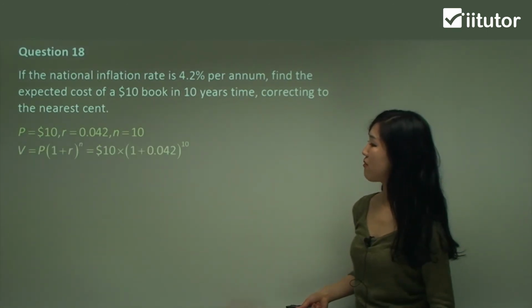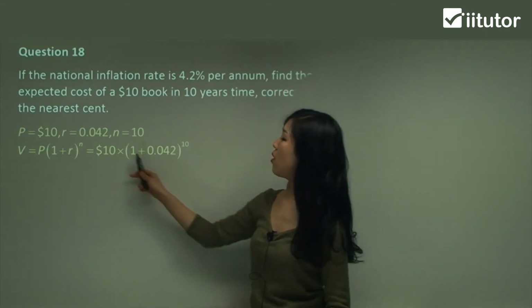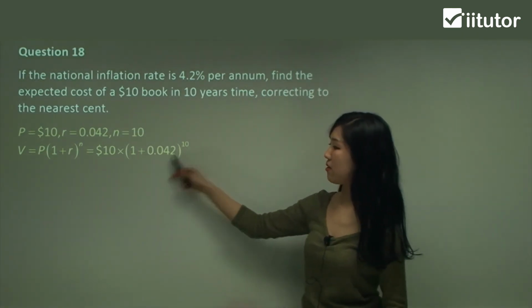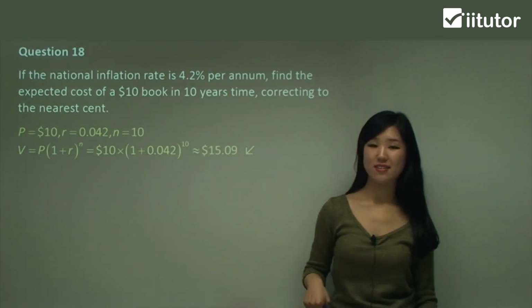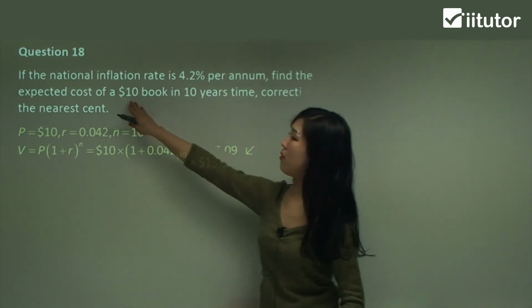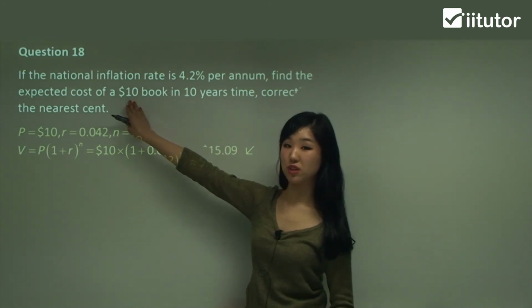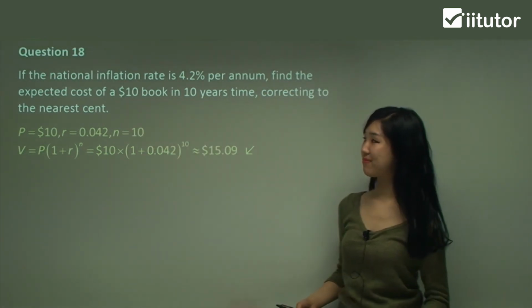So put it into our appreciation formula. $10 was the book now. 1 plus the rate of inflation to the power of the number of years is going to be $15.09. Just put it into your calculator. And again, as you can see, it's a little more than how much it was initially, because of the appreciation. That's appreciation.